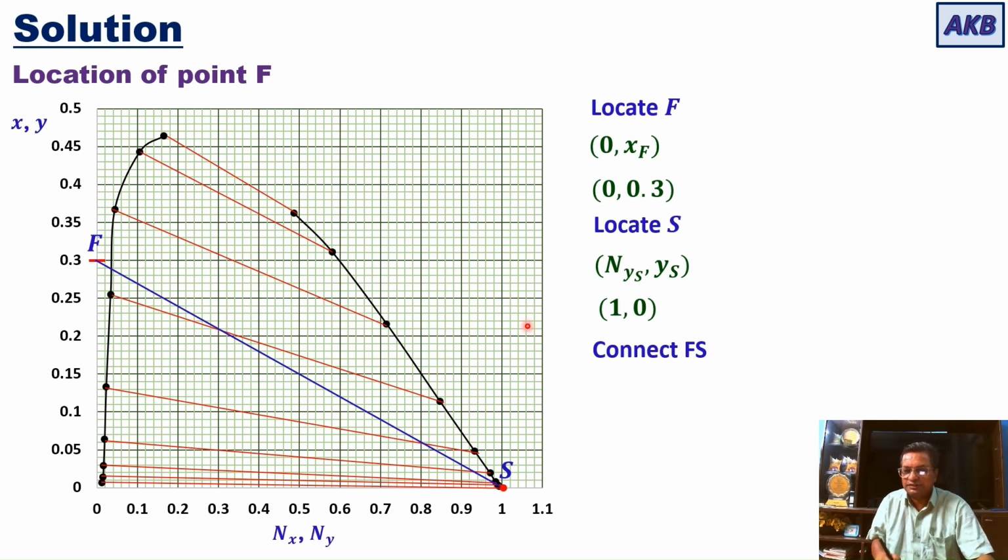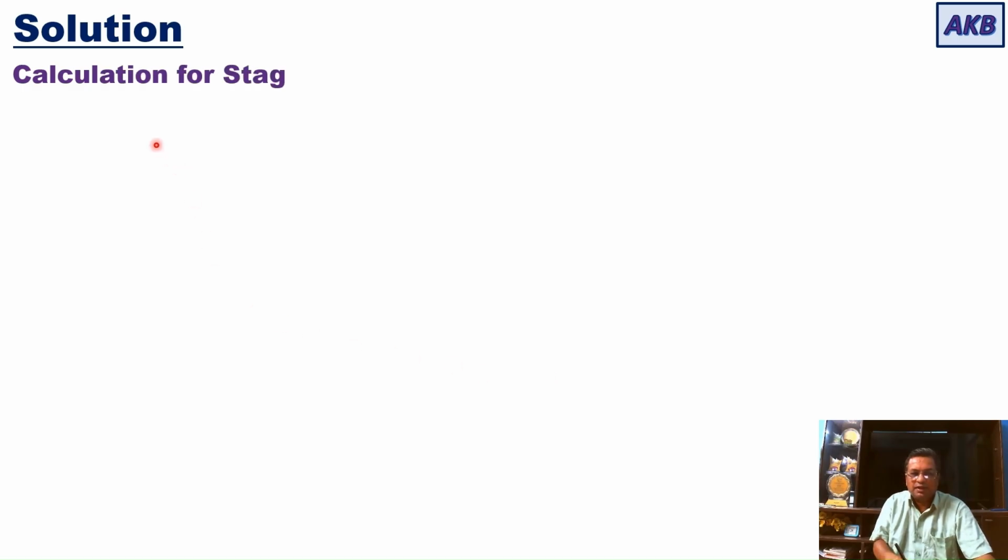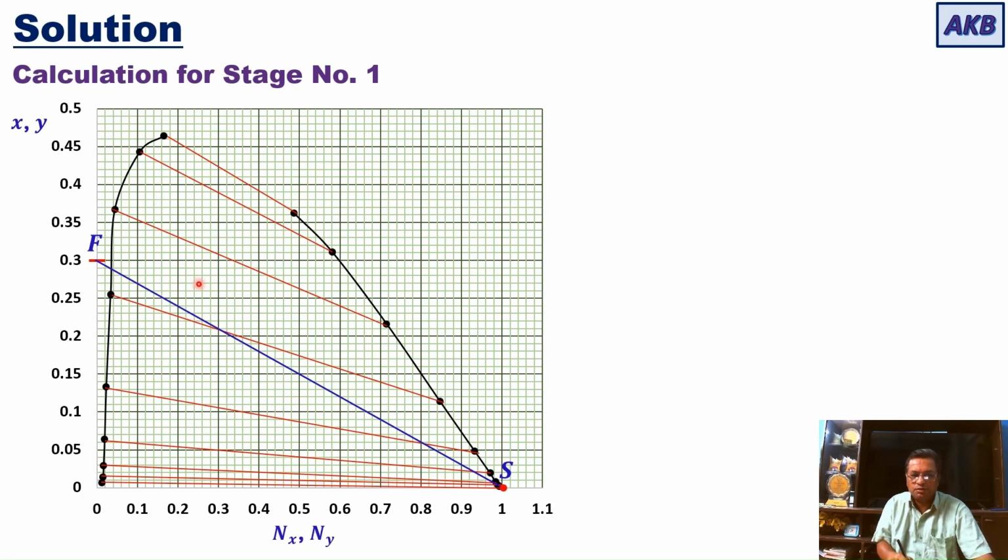I hope these are simple steps to locate F and to locate S, and then you have to connect those points F and S to get this line. Now let us move on. Now let us start with calculations for stage number 1. For stage number 1, again we will be using the ternary equilibrium diagram. We have plotted all this till now. Now let us calculate M1.